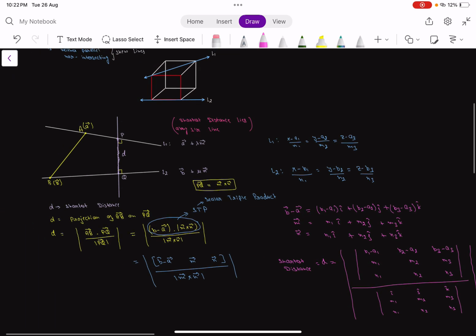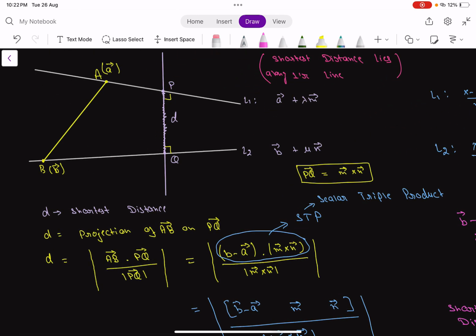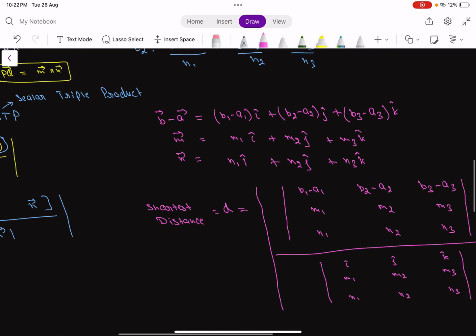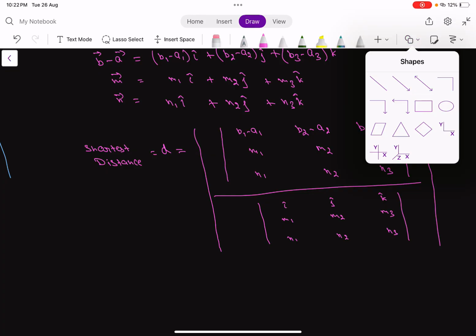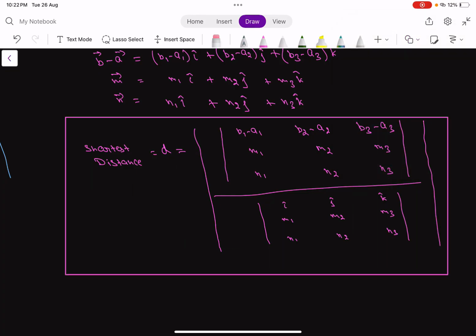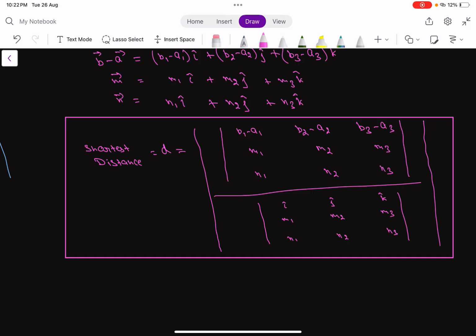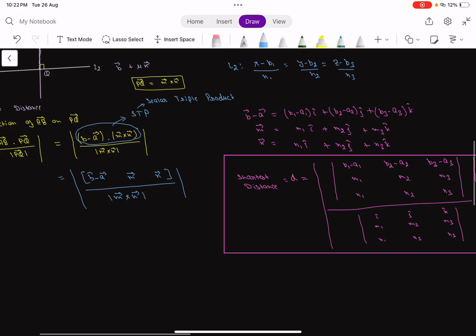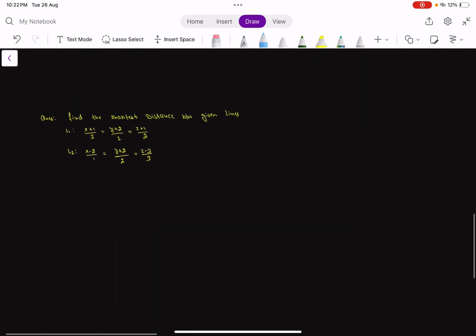Let me explain one more time what we did here. We have just used the concept of projection of AB on PQ. We have directly used AB dot PQ upon magnitude of PQ, and we have finally concluded this formula. Let me make a box here. On this formula, every year students are getting 1 to 2 questions in JEE Mains. So let us see one question first, then we will see how our formula will work.